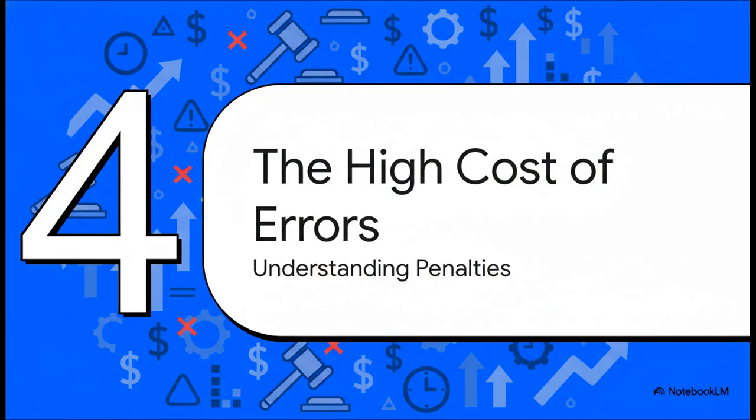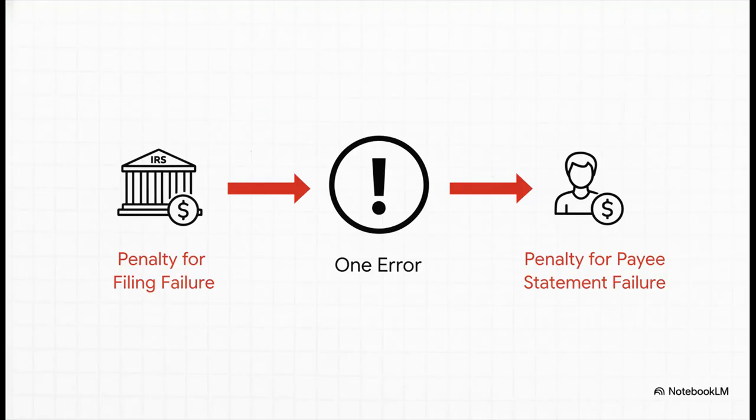So, why are we spending all this time on which form to use? Why does getting this right matter so much? Well, because the IRS penalties for getting this stuff wrong are serious, they're time-sensitive, and they can stack up incredibly fast. Right, so the IRS doesn't just hit you with one penalty.